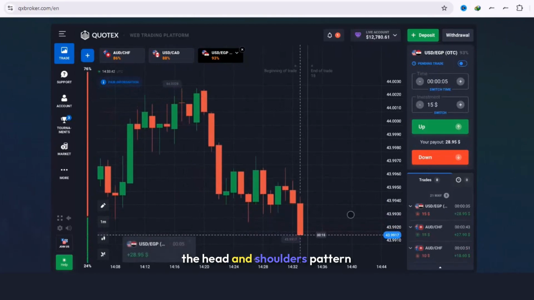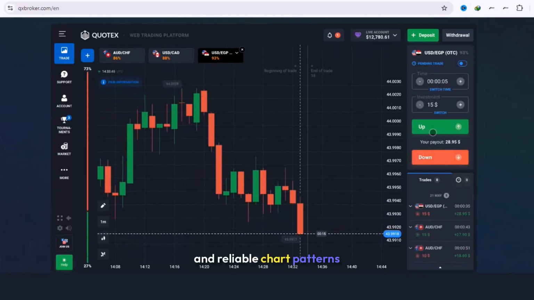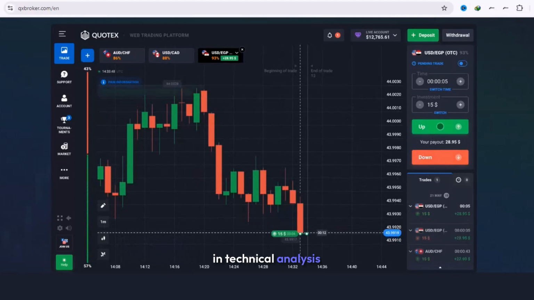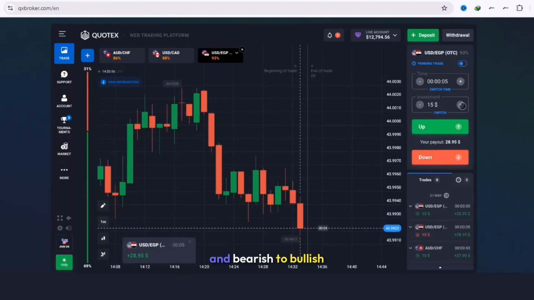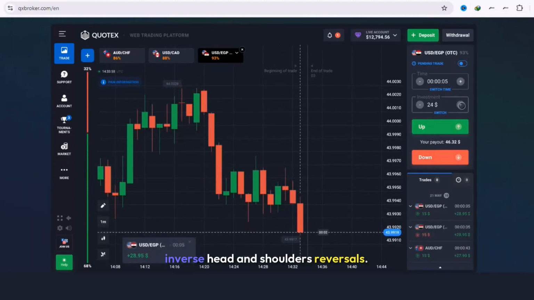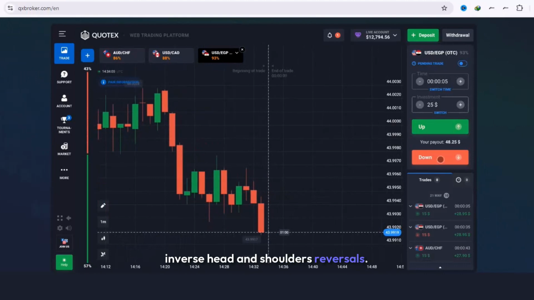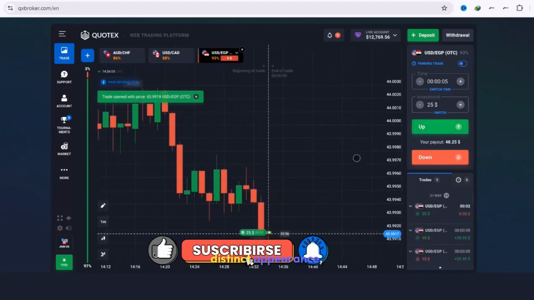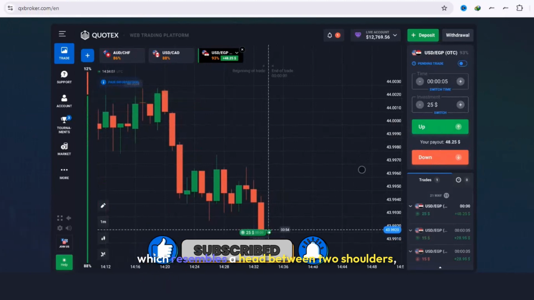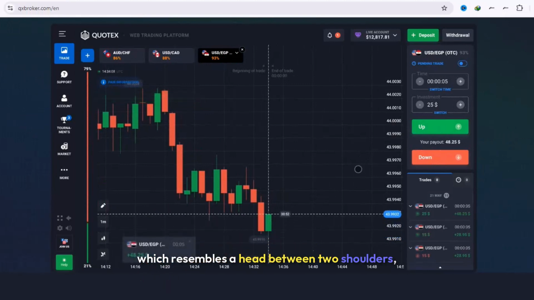The head and shoulders pattern is one of the most well-known and reliable chart patterns in technical analysis used to predict trend reversals. It can signal both bullish to bearish, standard head and shoulders, and bearish to bullish, inverse head and shoulders, reversals. This pattern is named for its distinct appearance, which resembles a head between two shoulders.